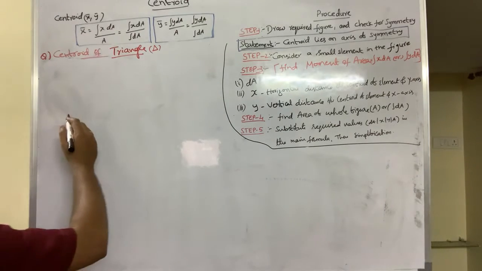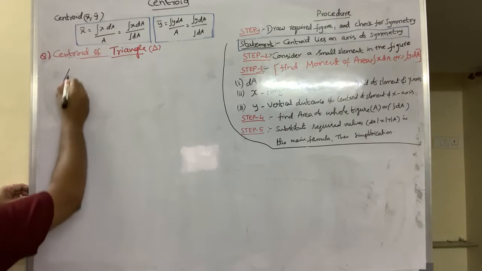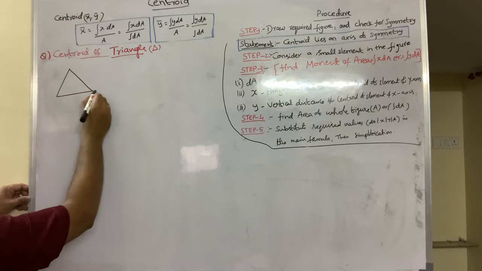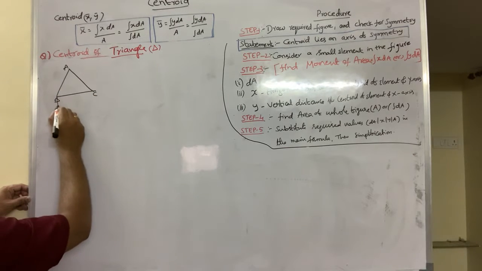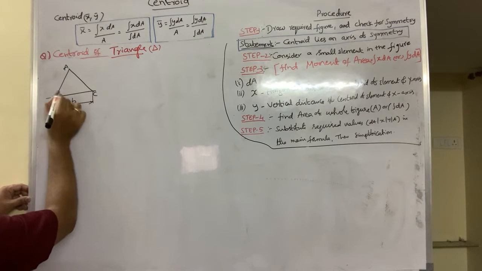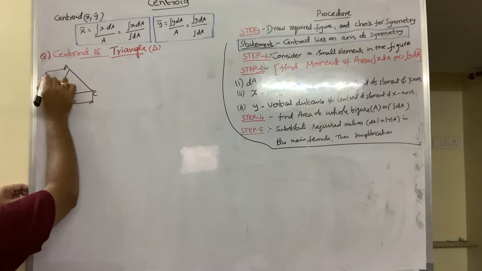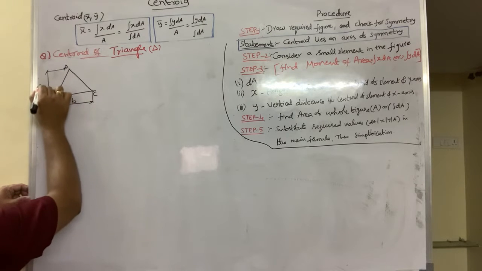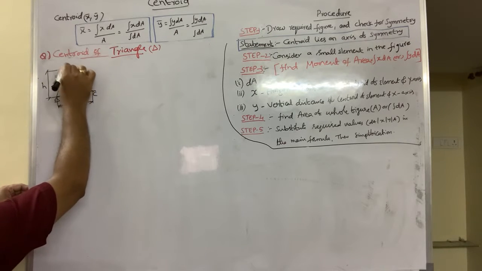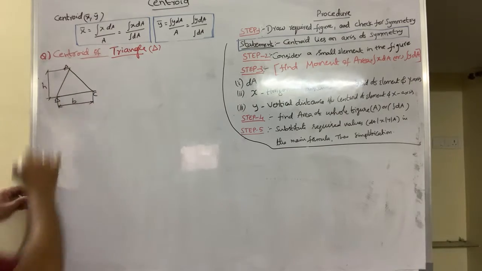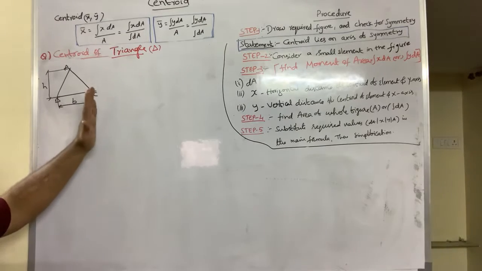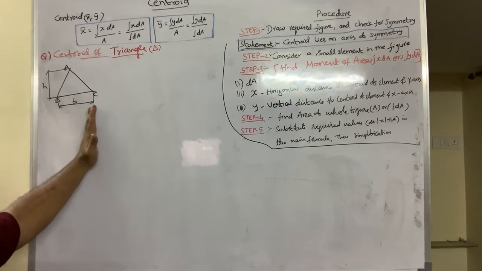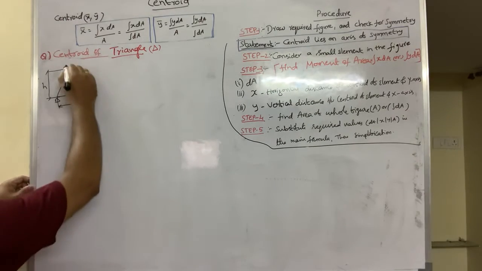So the required figure is a triangle here. This is the triangle, let us say ABC, with base B and height H. And check for symmetry. By observing this figure, we can easily say that the given figure is symmetrical about the y-axis.